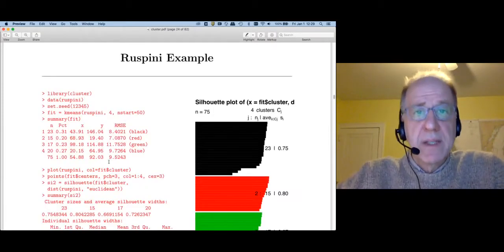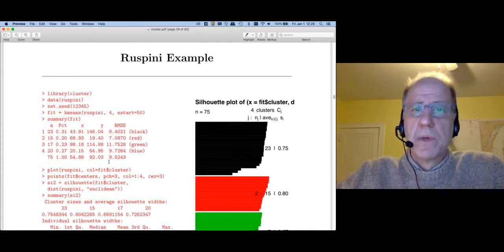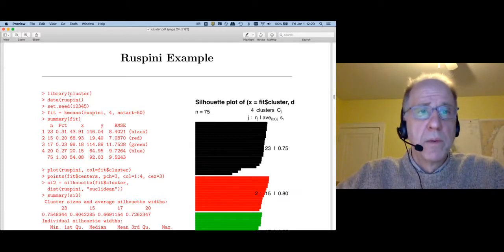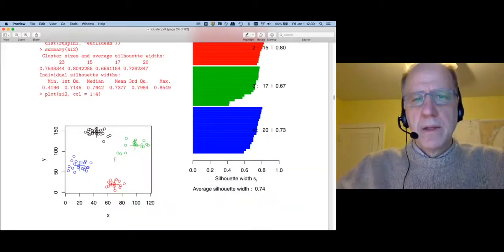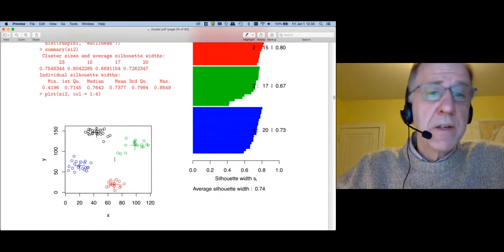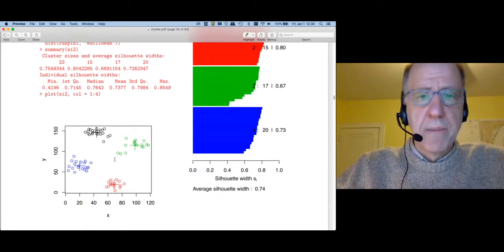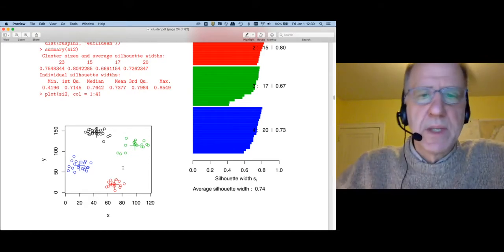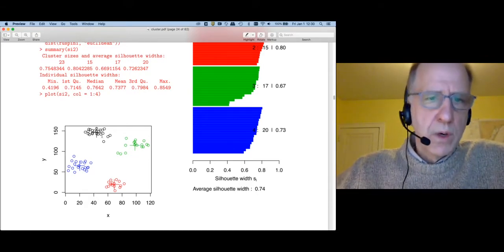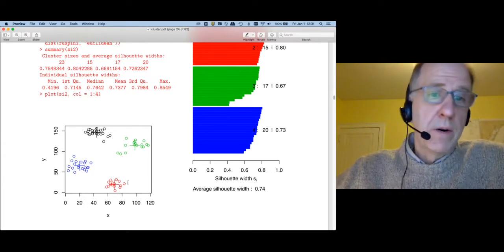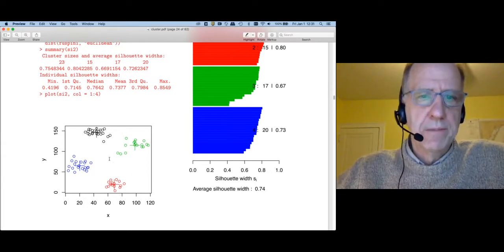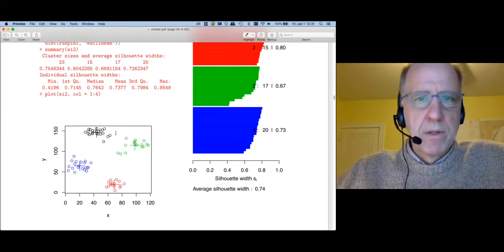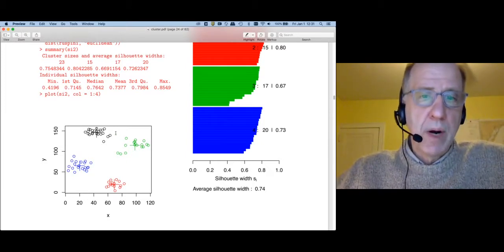A very famous example is the Ruspini data set, and this data set is included with the cluster library. This data set consists of n equal to 75 observations and p equal to 2 dimensions. What we can see from the scatter plot is that there are 4 clear clusters that are very well separated from each other. There is absolutely no overlap between the clusters, so this should be a very easy clustering problem.